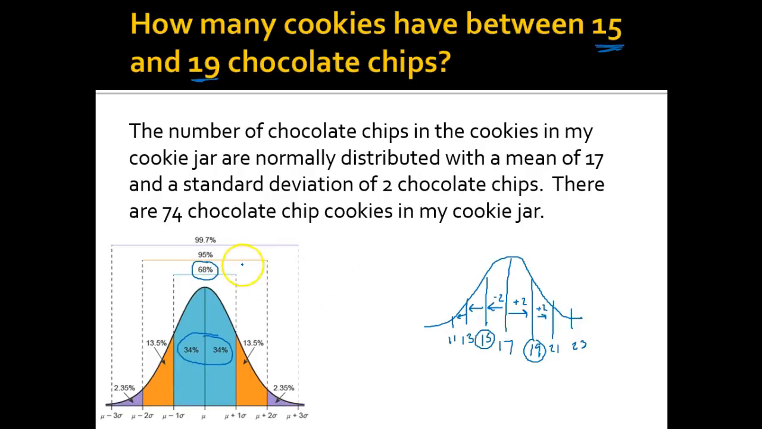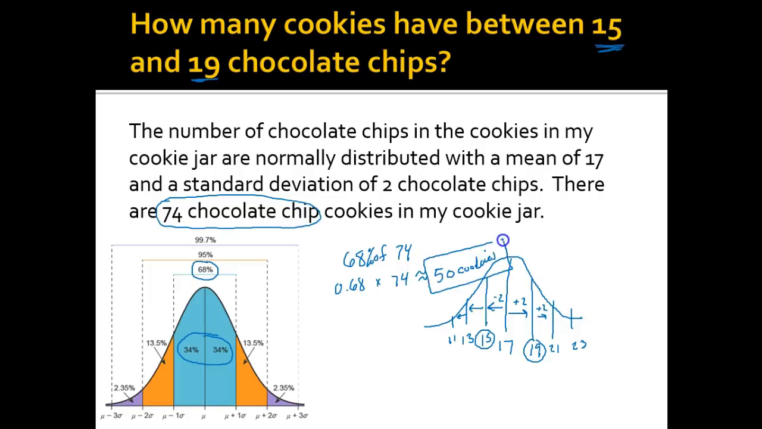So that's 68% of the cookies, which could be the answer, but this asked how many actual cookies, and there's 74 chocolate chip cookies total. So that is 68% of 74, which is a fancy math way of saying 0.68 times 74, which our calculator can do. And on the calculator, it comes out to approximately 50. So 50 cookies have between 15 and 19 chocolate chips.